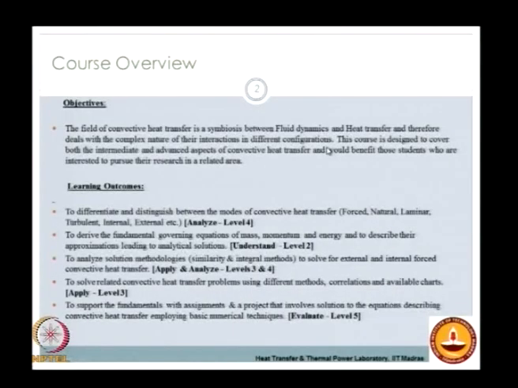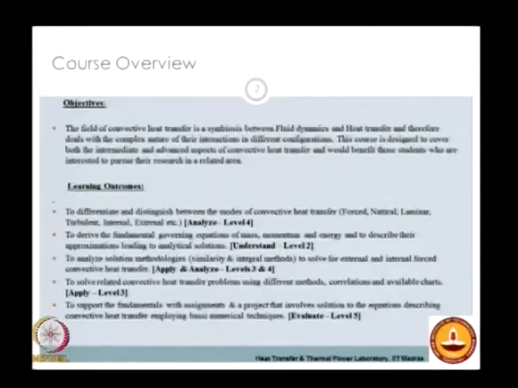In many cases the flow and heat transport are coupled. Typically, if you are looking at buoyancy driven flows, the temperature or the energy equation is coupled to the momentum equations. So there is a complex nature in the interactions between the momentum and the energy equations, which makes this course a lot more interesting and also more challenging to learn. This course would benefit those students who are particularly interested to pursue their research in a related area.